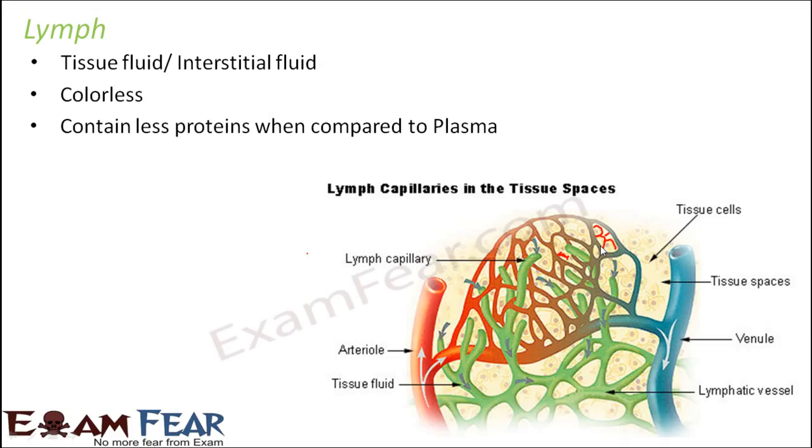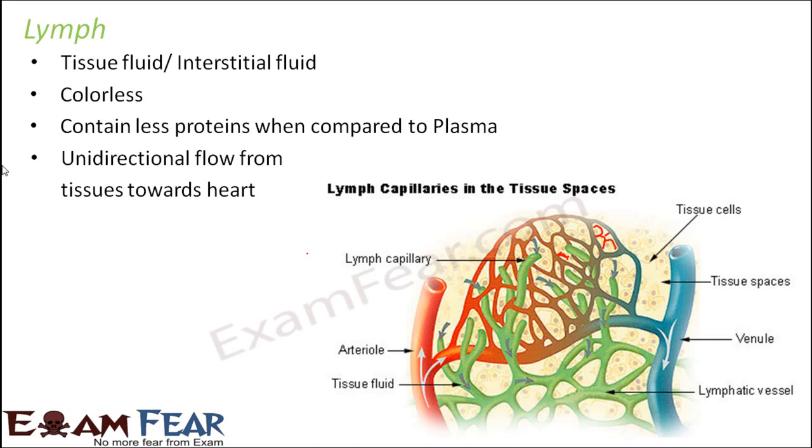Composition wise, lymph is actually plasma, just that it contains lesser proteins than plasma, because not the entire plasma will leak out, only some portion of it will leak out, therefore only some proteins, maybe the smaller ones, will be leaked out. So this is lymph. Lymph is not a different fluid altogether. It is just a portion of plasma which leaks out from the thin capillaries into the tissue spaces.